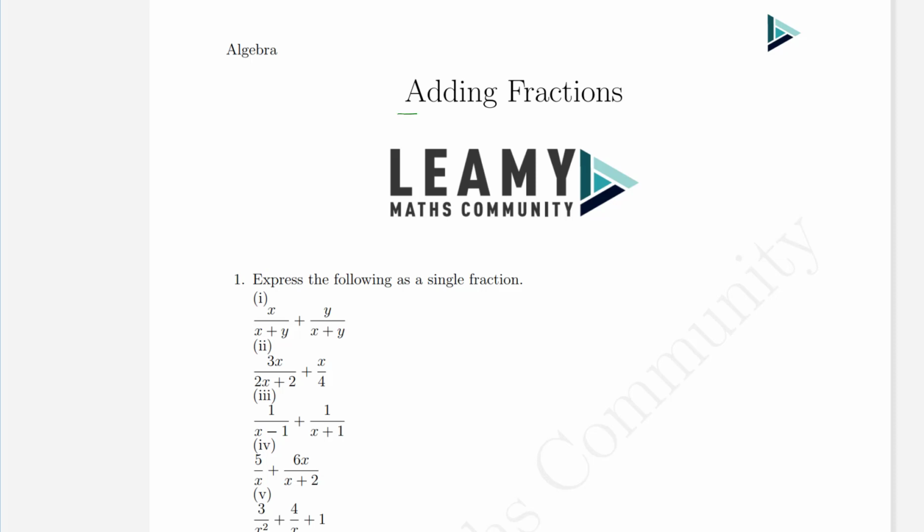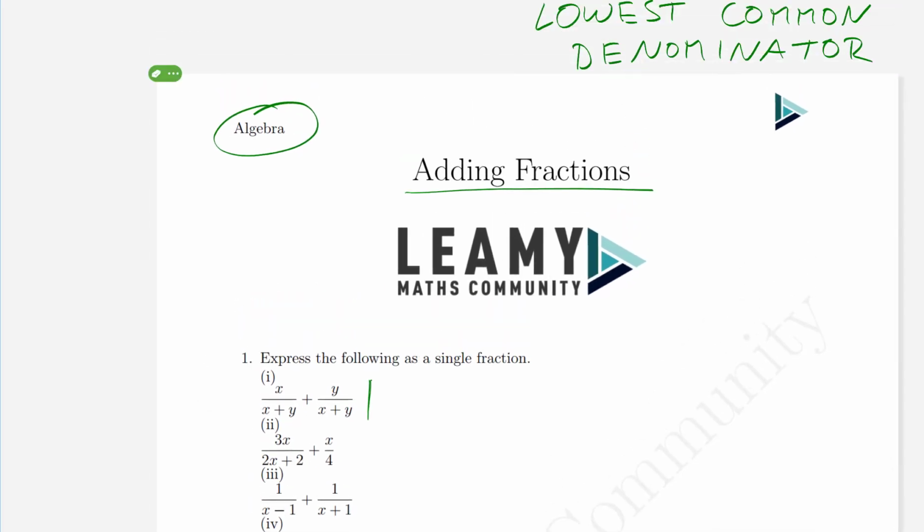Right, let's look at some adding fractions, particularly algebraic fractions, where we have x's and y's, etc., above and below the line. So the method for adding fractions is all about the lowest common denominator. Anytime you're trying to add or subtract fractions, you always want to be trying to identify, first of all, what's the lowest common denominator.